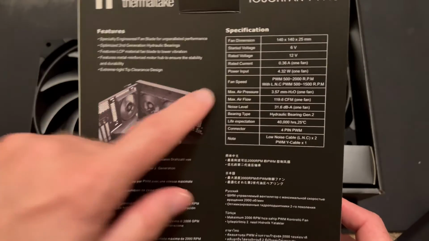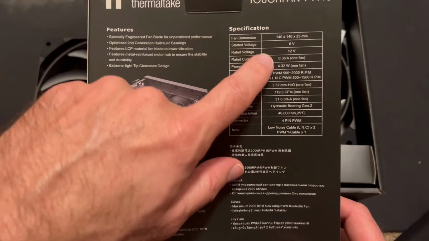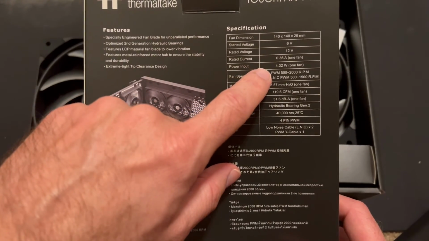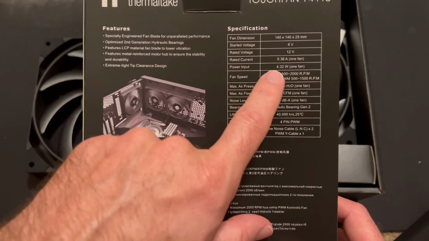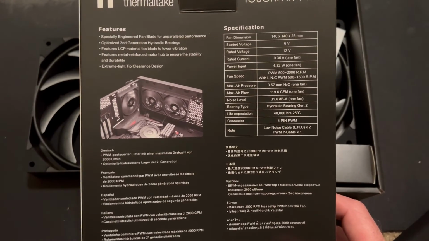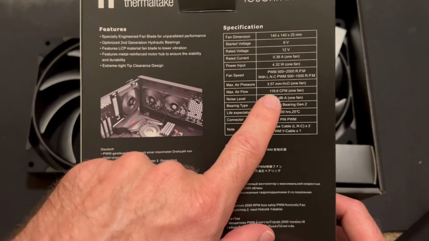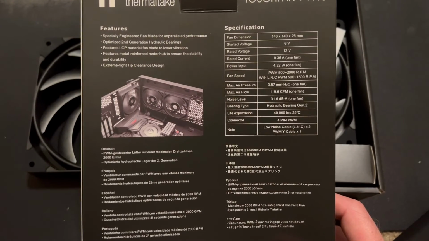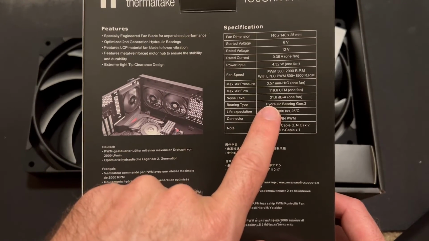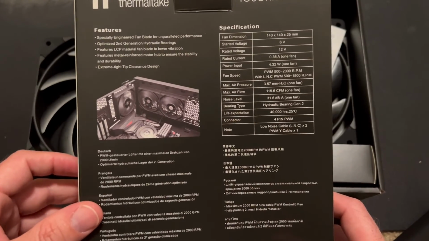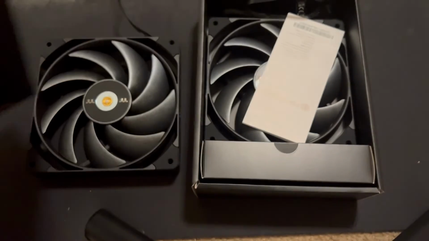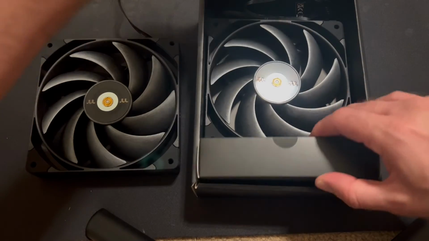But let's do a quick explore of the box. We got some spec information on it. 12 volt, 0.36 amps. That's actually pretty high for one fan. 4.3 watts, one fan, 500 to 2000 RPM. It's got low noise mode. Maximum air pressure is 3.54 millimeters of H2O. That's pretty good, actually. 119 CFM, 31.6 decibels. That's by their readings. And life expectancy, 4 pin. And, well, that's it. And it comes with this box.